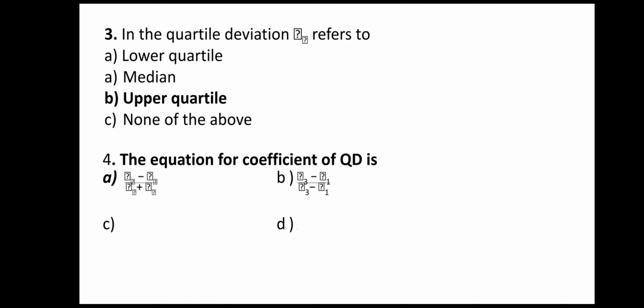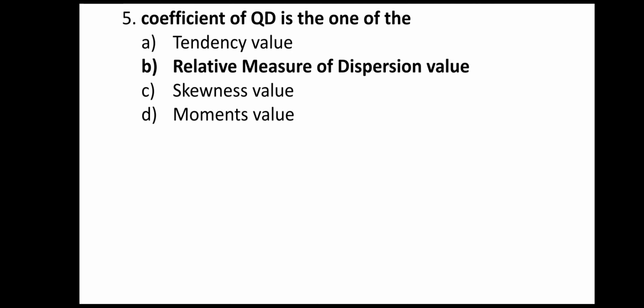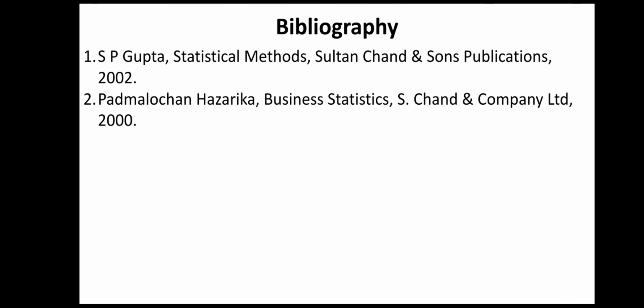Quartile deviation formula: Q3 minus Q1 divided by 2. Coefficient: Q3 minus Q1 divided by Q3 plus Q1. That's it. The coefficient of QD is one of: tendency value, relative measure of dispersion, skewness value, moments value. Friends, it is a relative measure of dispersion. We know that all coefficients are called relative measures.